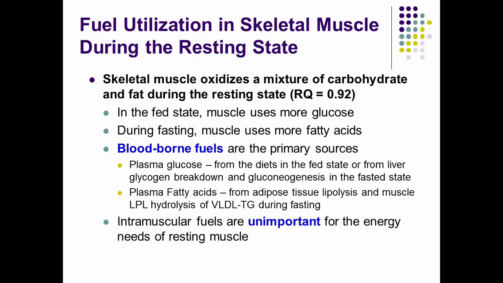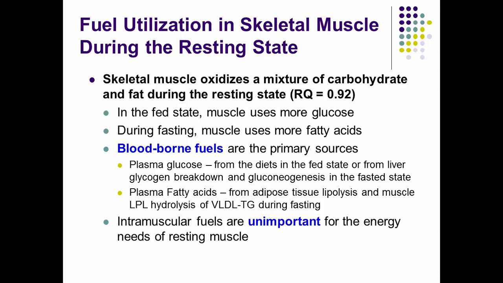And another important thing that is different from the exercise: if we compare resting state to the exercise conditions, the sources of fuel utilization are a little bit different. For example, in the resting conditions, the blood-borne fuels are the primary sources. For example, blood glucose can be from the diet or can be from the glycogen breakdown from the liver, right? So the blood-borne fuels are the most important, and fatty acids can be released from adipose tissue during fasting condition.